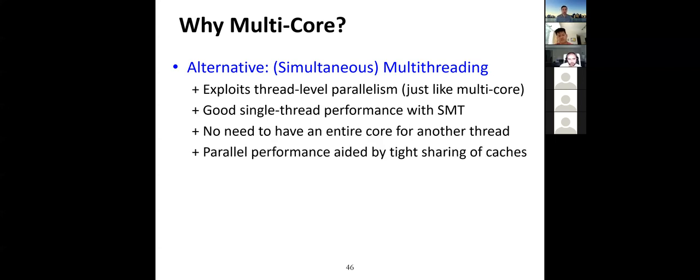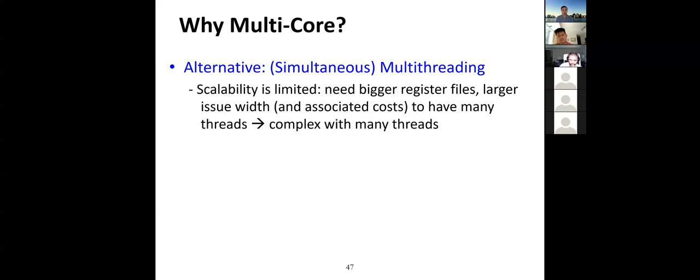So parallel performance aided by tight sharing of caches, that's the benefit. The downside is it's not very scalable. It's one of those tricks that you do, it's really good, right? But it doesn't scale. So it's not like Moore's law that allows you to scale transistors. The transistor is an incredible invention because it allows you to keep scaling. It's scaled for almost 50 years, right?